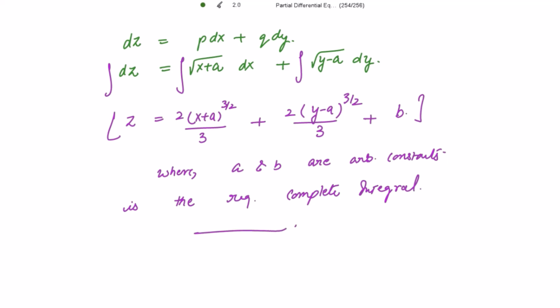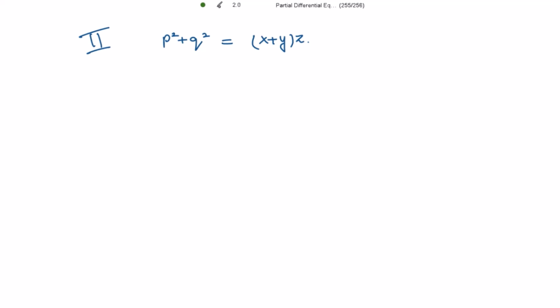Moving on to the second part: p² + q² = (x + y)z. Now the extra z is involved over here. What to do now? We need to get the format f(x,p) = g(y,q), and there is no z. We don't need this z. So let's first manage this equation in another form. Let's divide this equation by z.